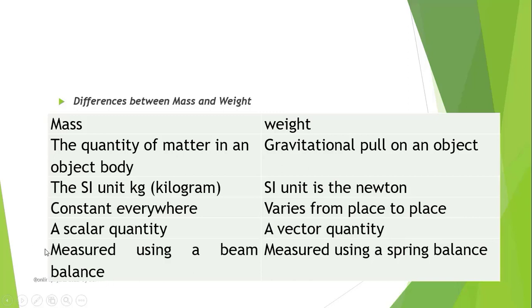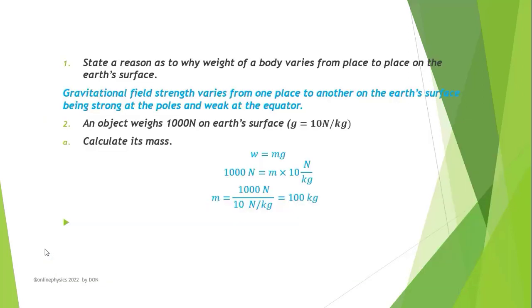Then how are these quantities measured? That is also another parameter to check when we are giving the differences. We can say mass is measured using a beam balance, whereas weight is measured using a spring balance. So that difference should be brought out well. So already we have those 5 differences, and I believe once you get them maybe in an exam, you'll be able to give them out very well.